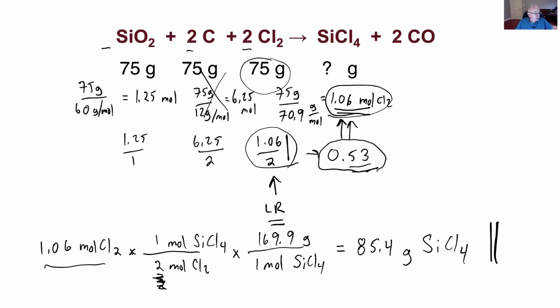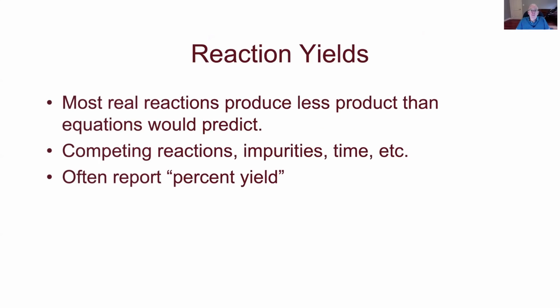All right, we have one more idea to introduce in this video, just because it doesn't take too much time, doesn't merit a video of its own, and that's the idea of reaction yields, okay? In real life, when we do a chemical reaction, we almost always end up with less product than we would expect. Okay, there's a variety of reasons for that.